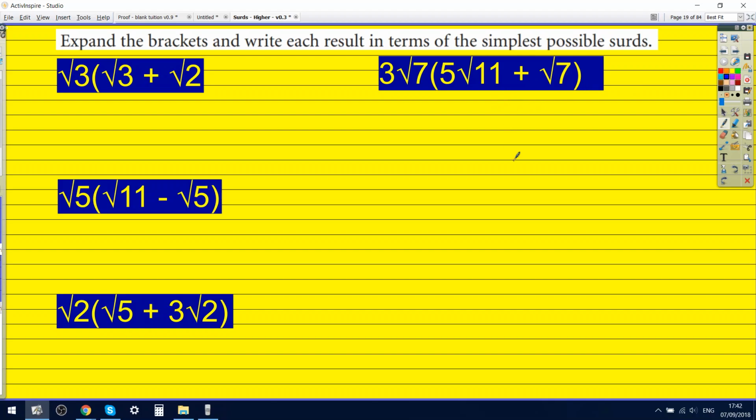Okay, let's try these. This would be 3 add 6 root, or root 6. Root 6, that's it. Next one. 55 root, or root 55 minus 5. Well done. Third one.